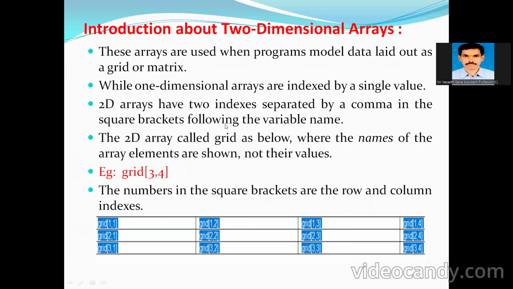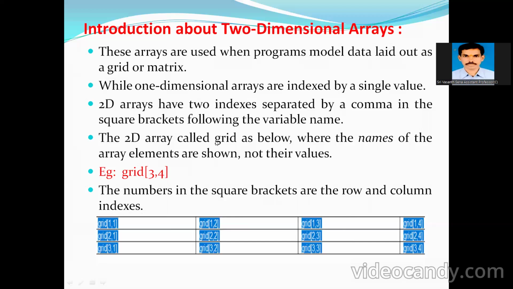a square bracket. So the example is grid[3,4]: 3 rows, 4 columns. So 3 rows: first row, second row, third row. The columns: 1, 2, 3, 4, 4 columns. Grid[3,4], 3 rows and 4 columns. The numbers in the square brackets are the row and column indices. The first one is the row index, the second one is the column index. 3 rows and 4 columns.